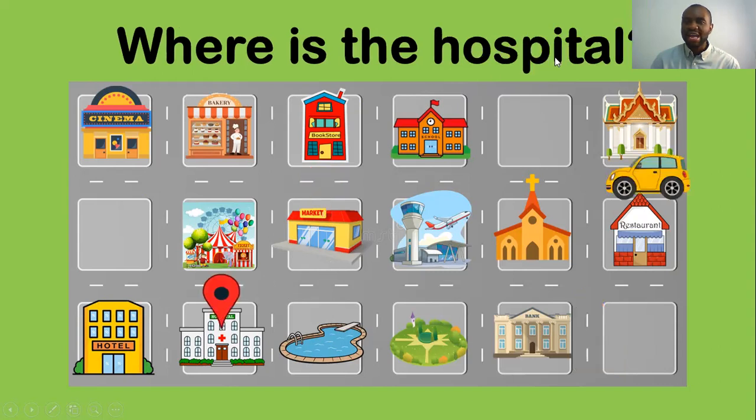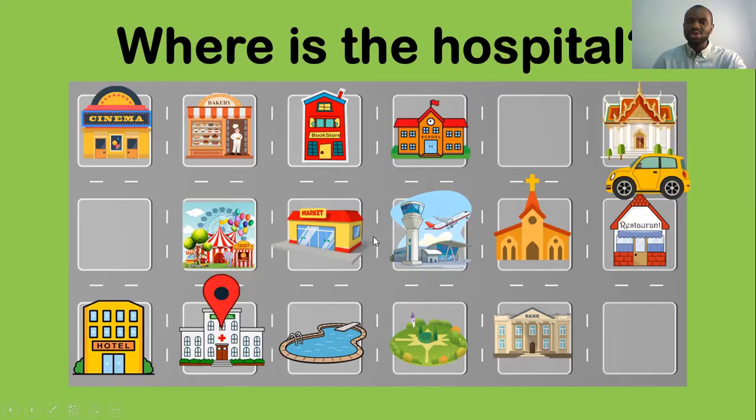Okay. Where is the hospital? This is the hospital. Let's drive. Okay. We take our car. We pass the church. We pass the school. We pass the airport. We can take the roundabout. We turn right. We go straight down. There's another roundabout. We turn left. We go straight to the hospital. And this is the hospital.